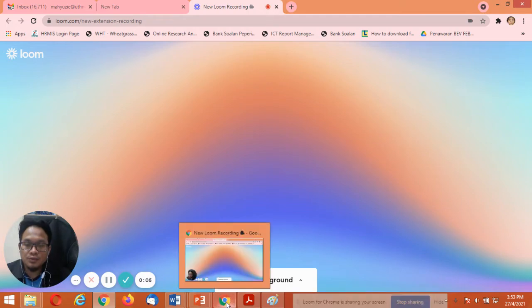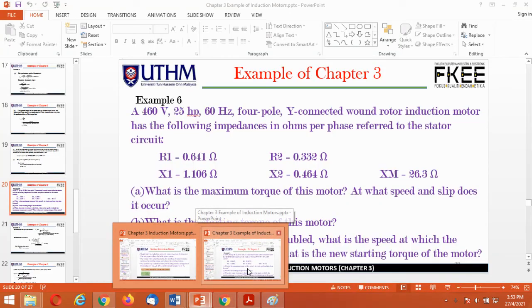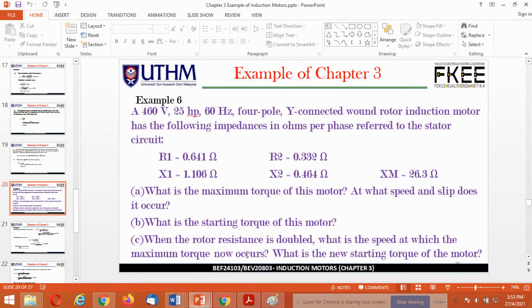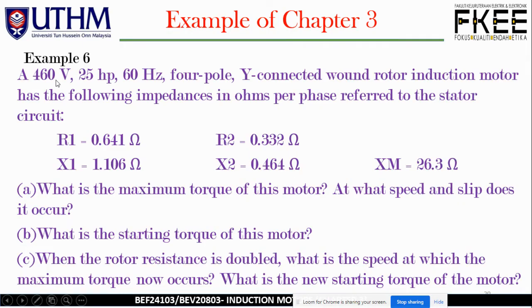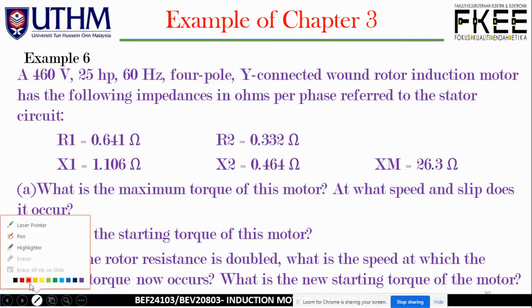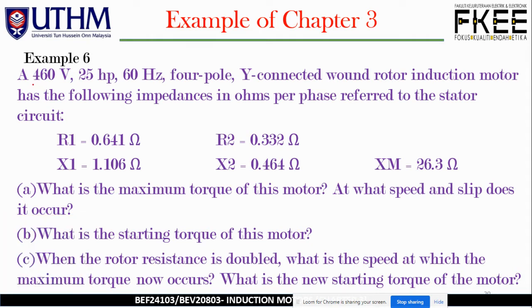So let us continue with still chapter number 3, on example number 6. So 460 volt. This is the terminal voltage of the motor, right? Again, this is the P in horsepower. So we have the frequency, the number of poles, and then the Y-connected wound rotor induction motor. So this is the type of rotor.